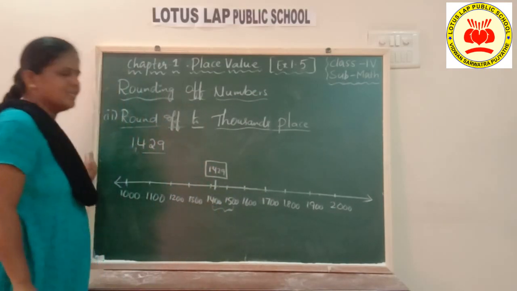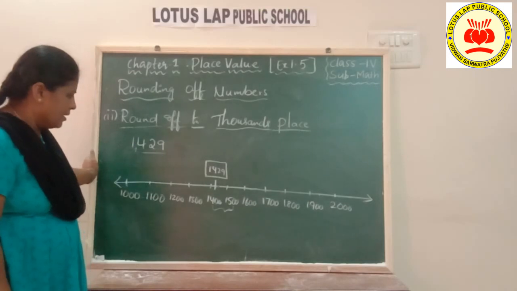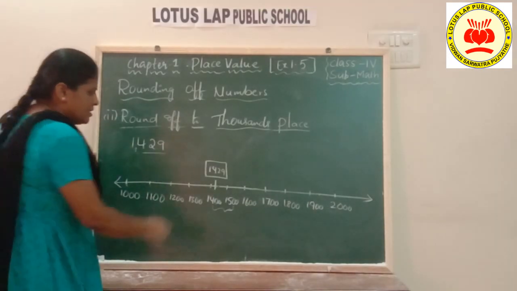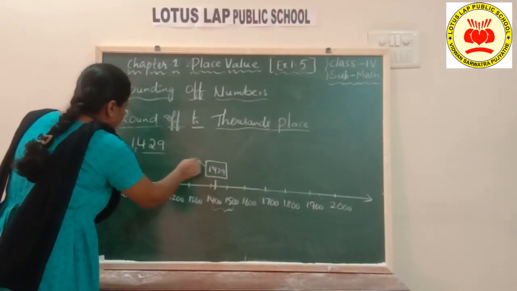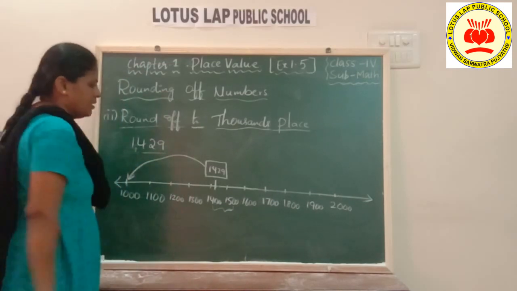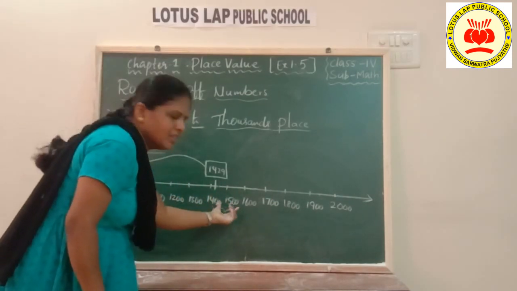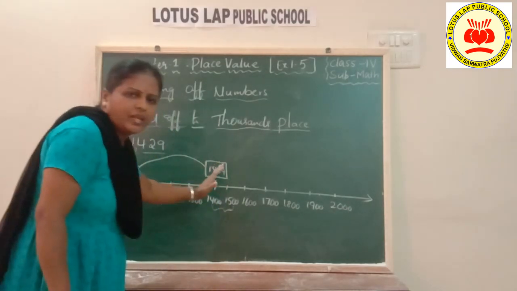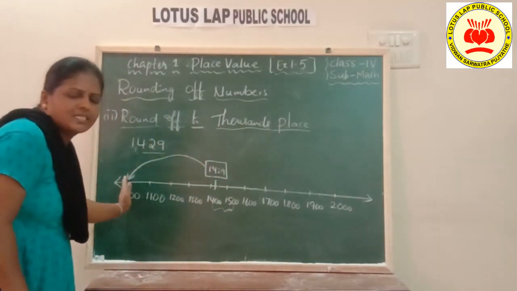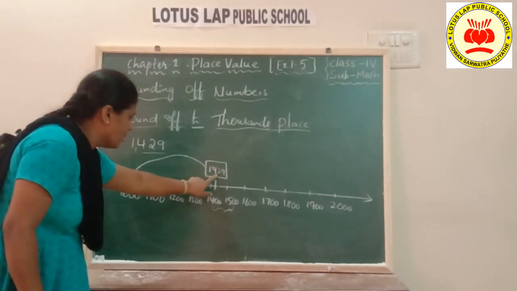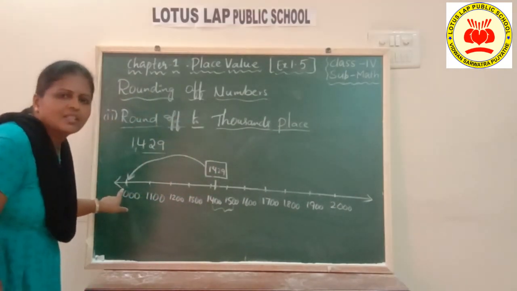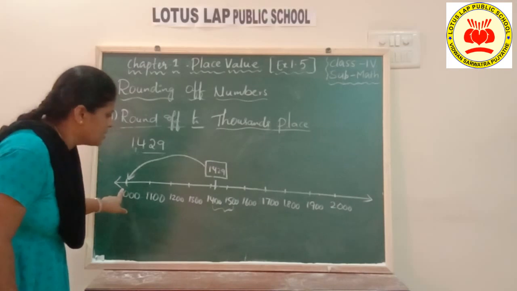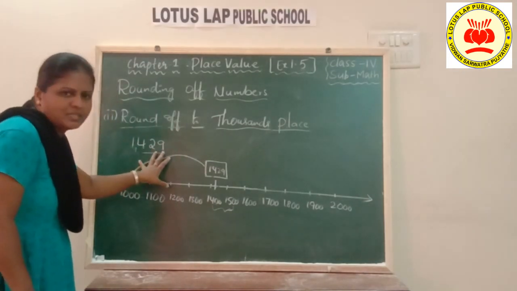So this is where this number lies. Now you can see here this one is closer to 1000. It is less than 1500, children. So for all numbers less than that, we have to round off to the left extreme. That is, 1400 is rounded off to 1000. Okay children, so this is how we have to round off to the thousands place.